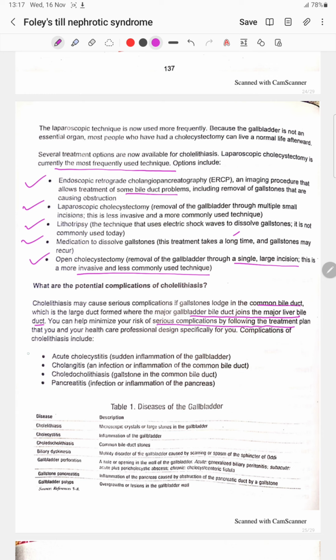Complications of cholelithiasis include acute cholecystitis, the sudden inflammation of the gallbladder, cholangitis, an infection and inflammation of the common bile ducts, and choledocholithiasis, gallstones in the common bile duct, and pancreatitis, infection of the pancreas.